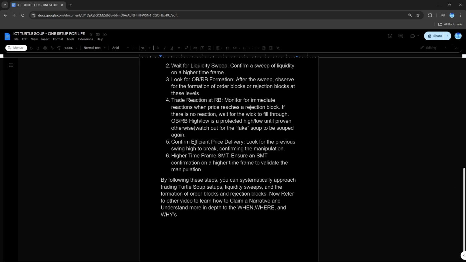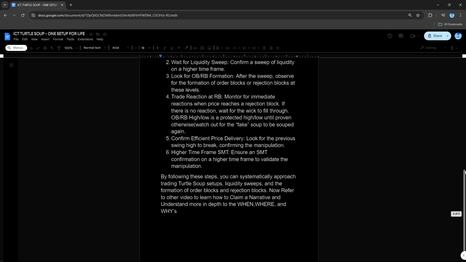And you always want to observe efficient price delivery and confirm efficient price delivery. After our previous swing high is broken, did we have a breaker? Did we leave a FVG open? Should we continue higher, confirming the manipulation, or deliver higher or lower, depending on where our manipulation was formed, lower time frame and higher time frame?